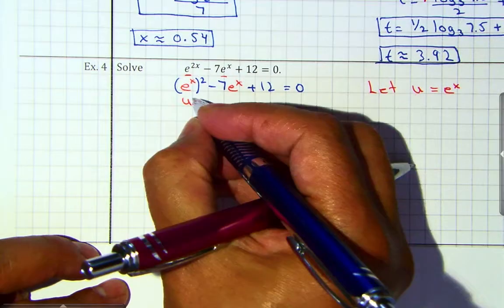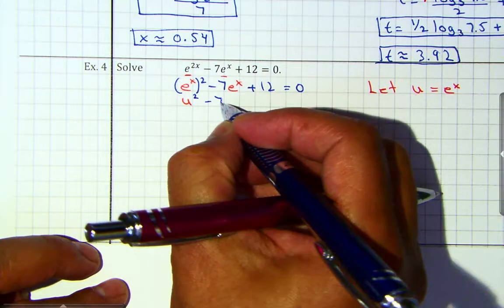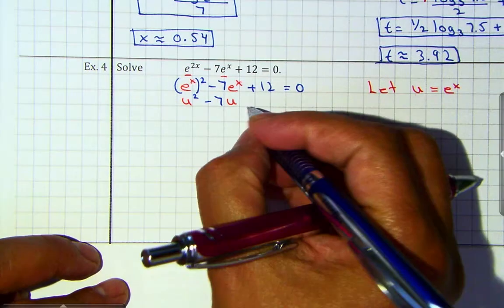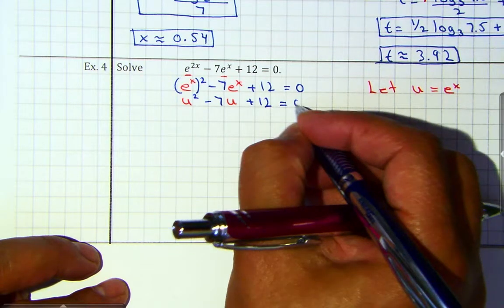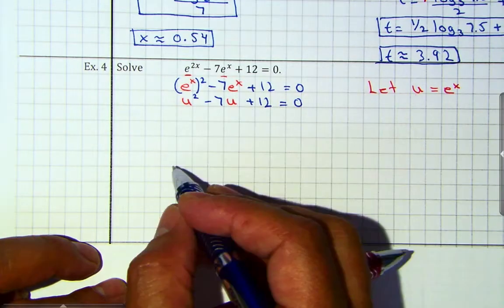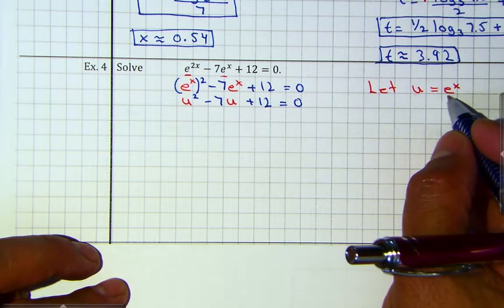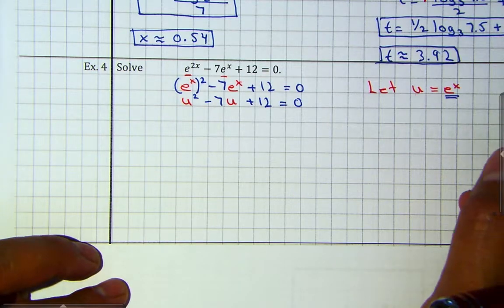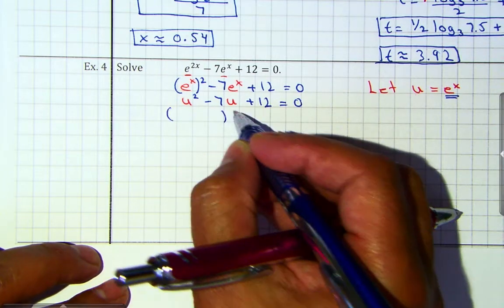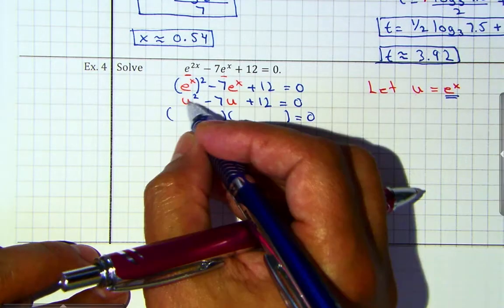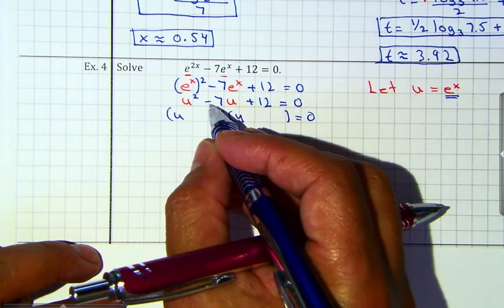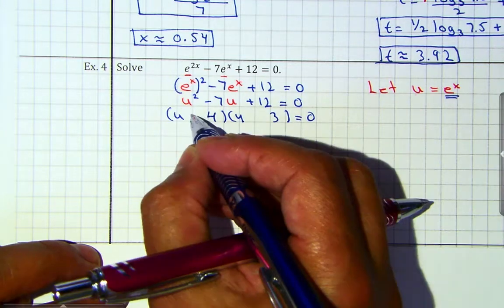u squared minus 7. Instead of e to the x will be replaced with u, plus 12. And now we can factor this out. Now we can solve this equation. And once we have our solutions, we're going to replace it back with e to the x power. So it's a trinomial. I'm going to factor it out. Factors of u squared will be u and u. Factors of 12 will be 4 and 3, and both should be negative.